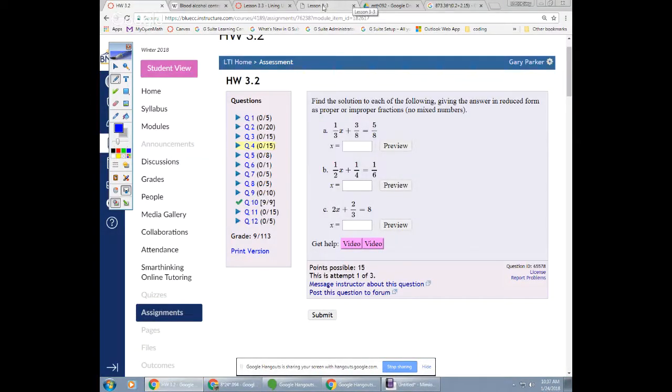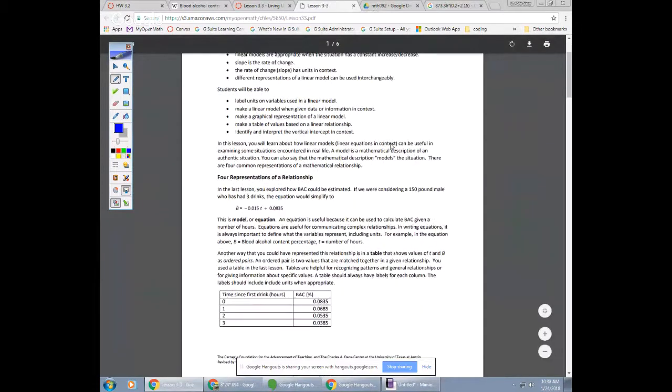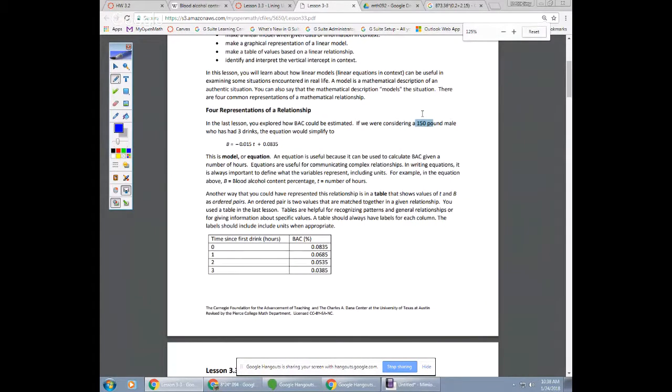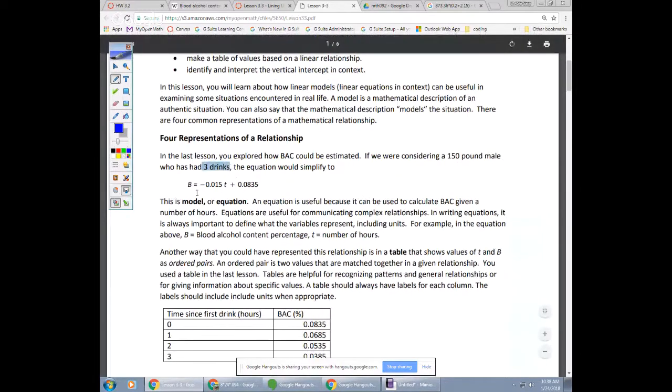All right, next. Lesson 3.3. Let's take a look there. So first example here is to take a look at the problem we already did, playing around with that 100, and, oh, here we have a 150-pound male. Sorry, new problem. They claim that if it's a 150-pound male that had 3 drinks, then this is the formula for their blood alcohol content over time.